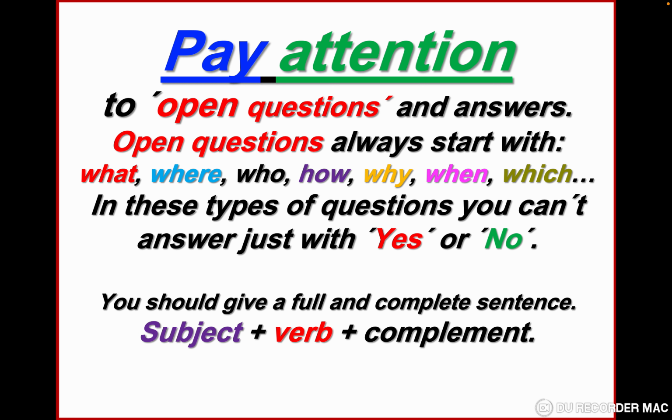Pay attention to open questions. As I explained in the previous lessons, we have two types of questions in English. We have open questions. Open questions always start with what, where, who, how, why, when, which. In these types of questions, you can't answer just with yes or no. We answer yes or no in closed questions. But in open questions, you should give a full and complete sentence: subject plus verb plus complement.